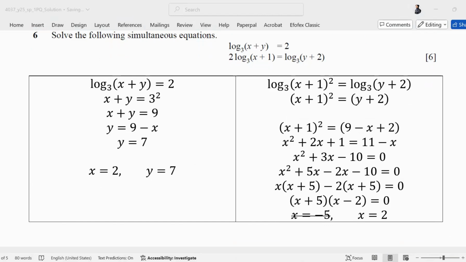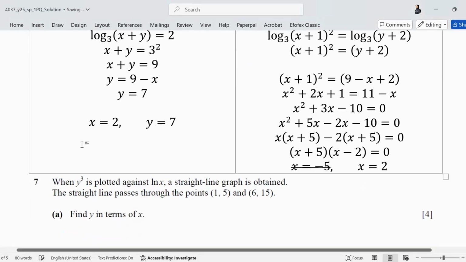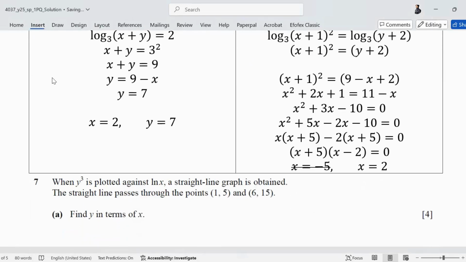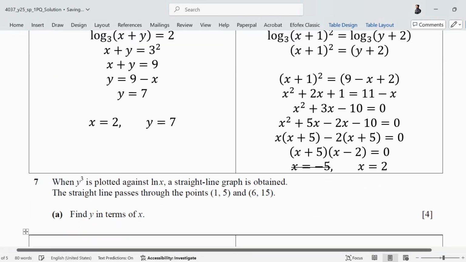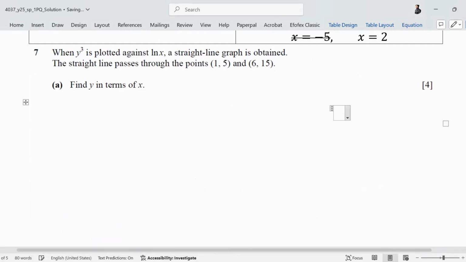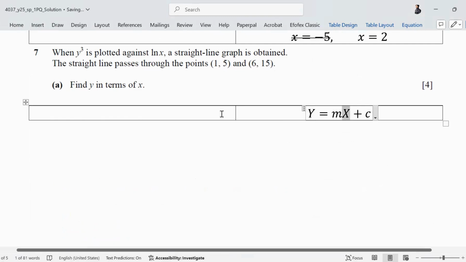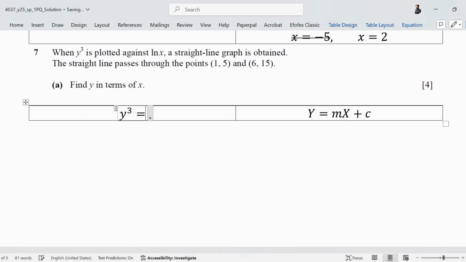Moving on to question number 7, which is regarding the linear law. When y cube is plotted against ln x, a straight line graph is obtained. So if I'm using y is mx plus c, y being the variable on the vertical axis, x being the variable on the horizontal axis. So y cube is m, I do not know, and on the horizontal I have ln x, plus c.